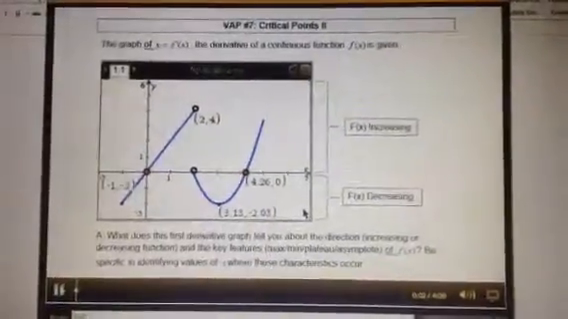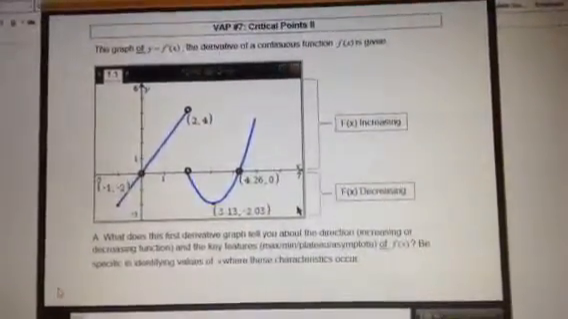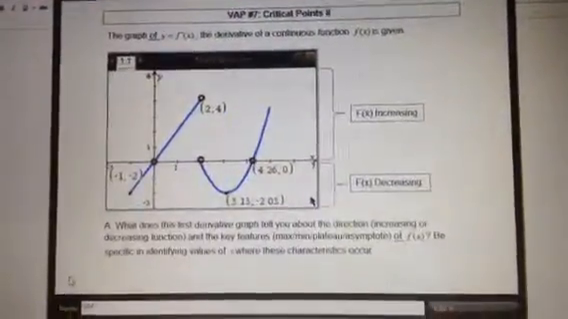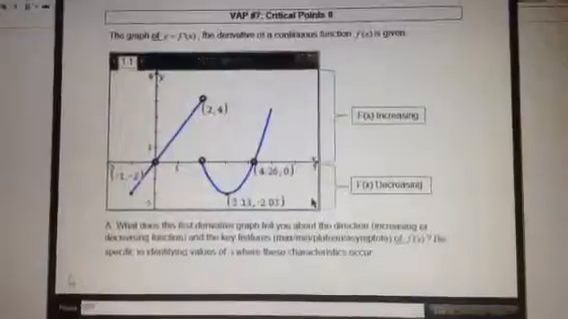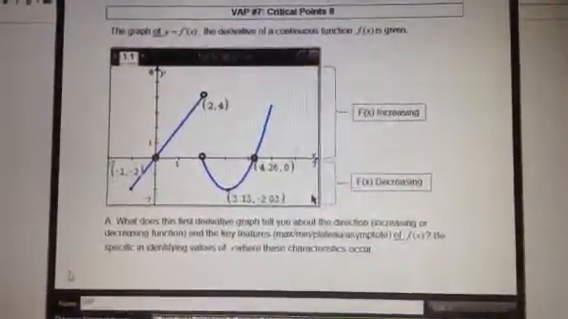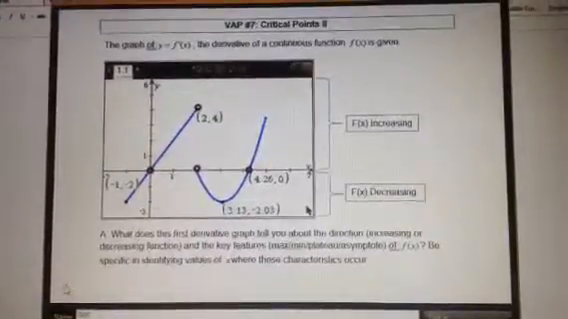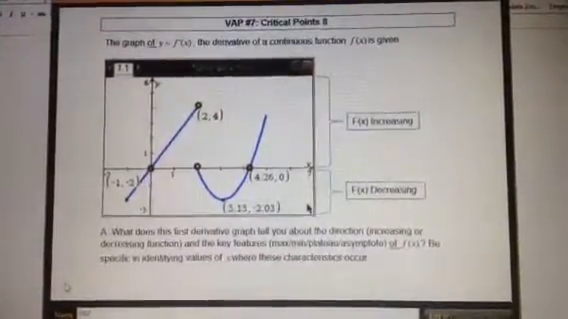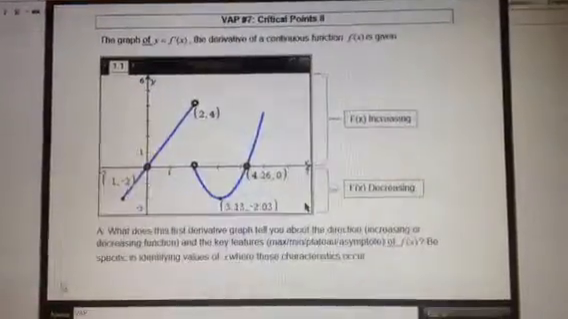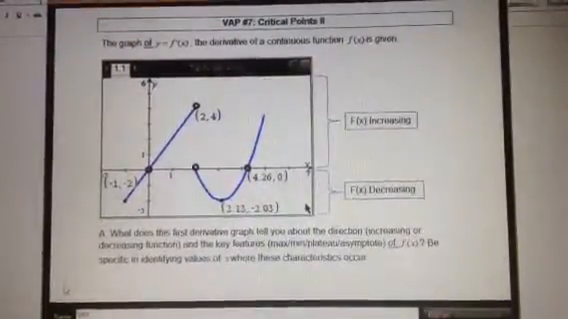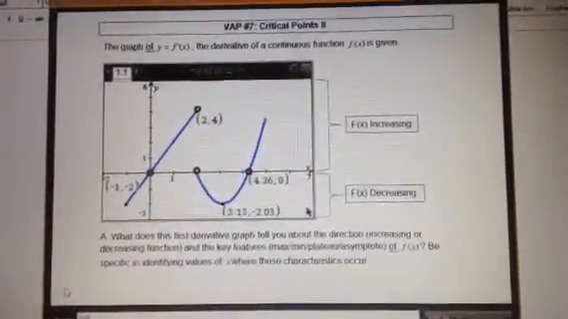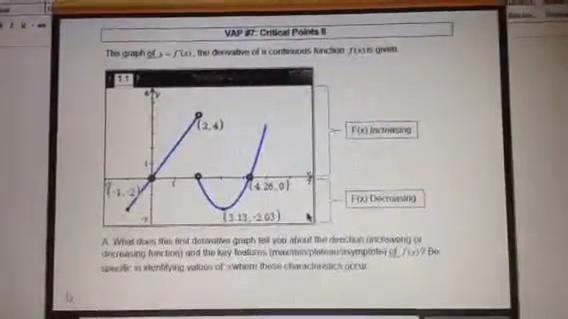In this problem, we're given the graph of a derivative of a function. Just by looking at the derivative, we can determine whether the original function was increasing or decreasing by looking at the signs of the derivative graph. When the graph of the derivative has a value greater than 0, or above the x-axis, then the original function graph is increasing. And when the derivative graph has a value below the x-axis, then the original function is decreasing.